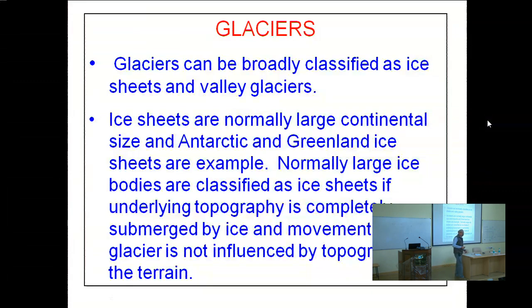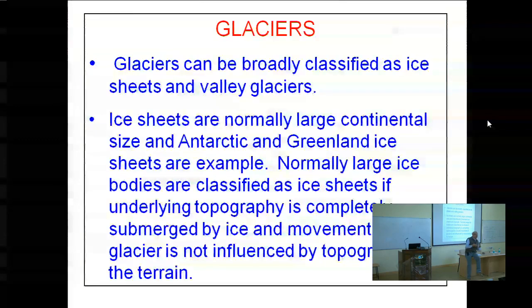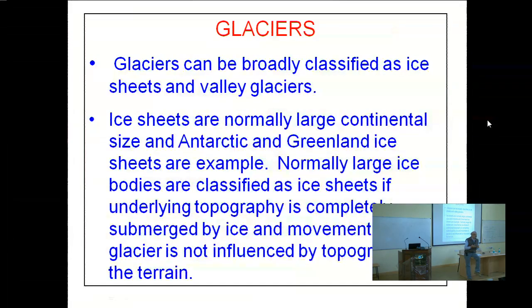So what is this? You have a large landmass like Greenland, or entire Antarctica, which is covered by glaciers. Its mass is so large, its geographical area is millions of square kilometers, and therefore they are called ice sheets. And what are ice sheets about? Its thickness is so large that the underlying topography has no influence on movement, because irrespective of whatever the underlying land topography is, ice will move because of its sheer volume on its own. So, when the topography doesn't influence the movement of the glacial ice, and the size is too large, then it is called the ice sheet.